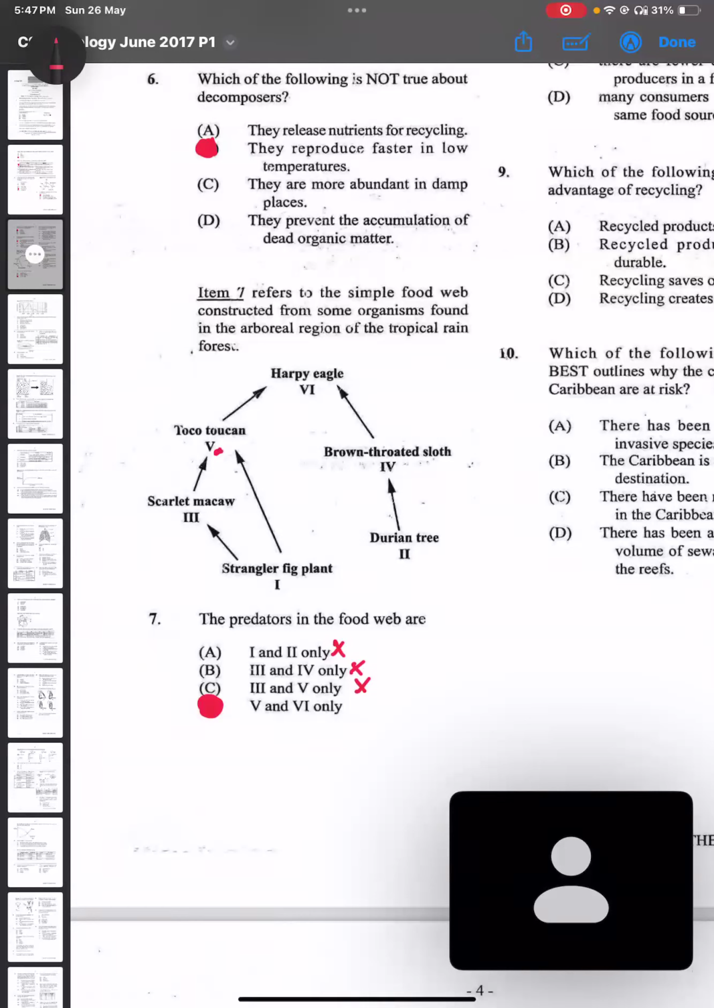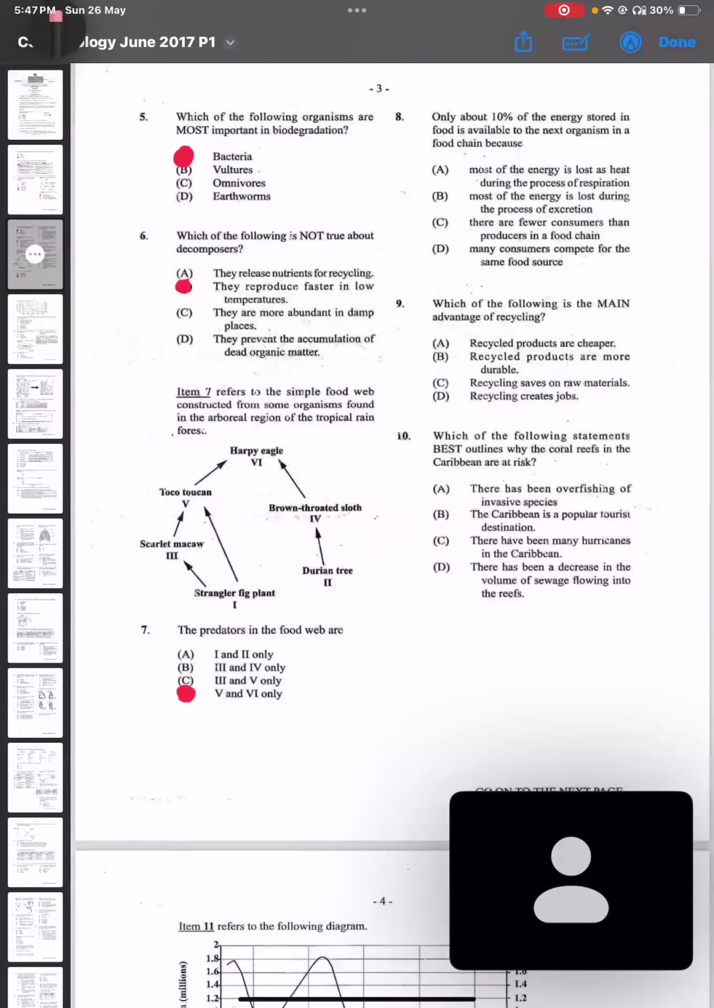The toucan is eating a scarlet macaw, which is another bird. So it would be a predator there. And then for 6, sorry, the harpy eagle is eating the toucan and it's eating a sloth. So it would also be shown as a predator there because it's eating another animal. So D would be the answer for number 7.